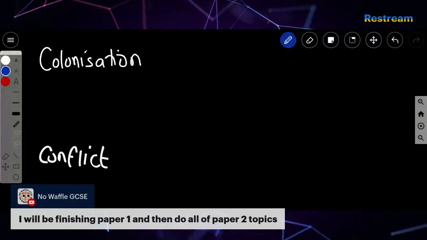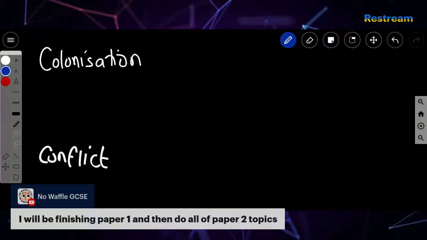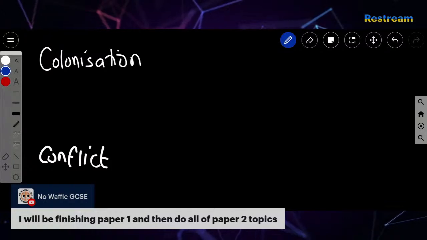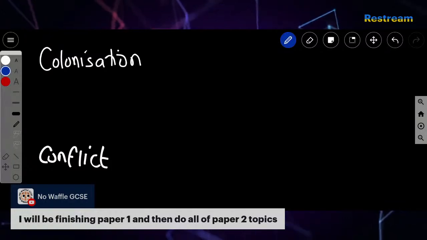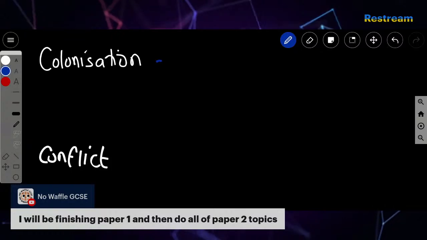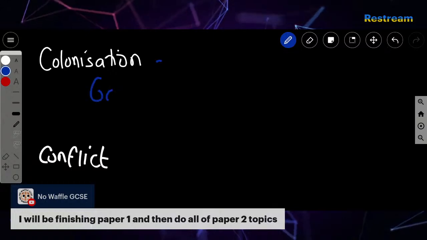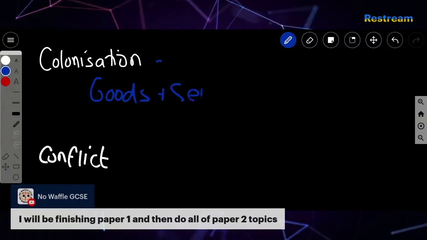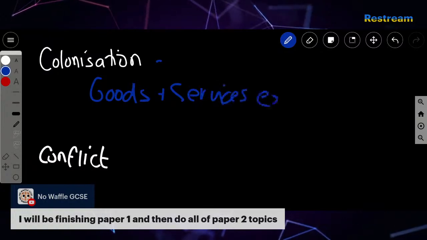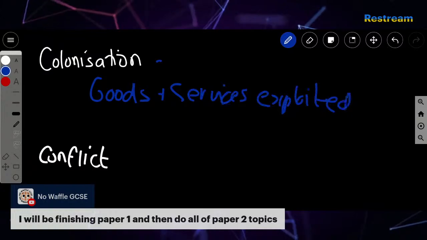So, countries that were colonized by another country are often at a lower developed level when they gained independence than they would be if they hadn't been colonized in the first place. So, this means that it doesn't benefit them at all being colonized, because a lot of the goods and services that they had were exploited and taken advantage of, and left them with nothing.